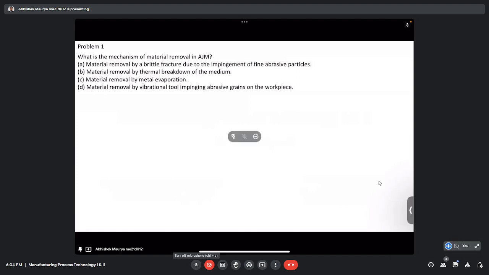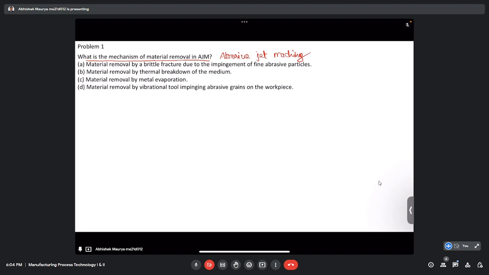Let's see what has been asked in the question, and we will discuss it together. Here it has been asked, what is the mechanism of material removal in AJM? The full form of AJM is abrasive jet machining. First of all, I want to tell you what abrasive jet machining is.